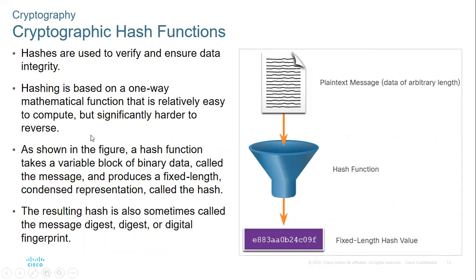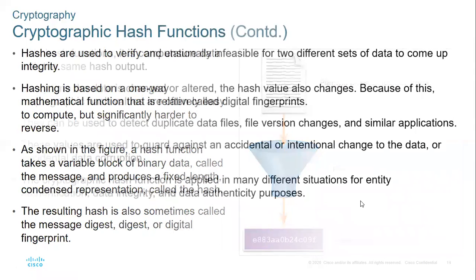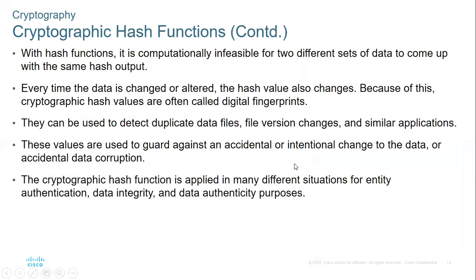Hashing function. I did explain about hashing. With hashing, you get the message and pass that message through the hash function. What will be generated is this fixed value. This is what is called the hash. Others call it the message digest, others just call it digest, and others call it the digital fingerprint. I did explain hashing already.